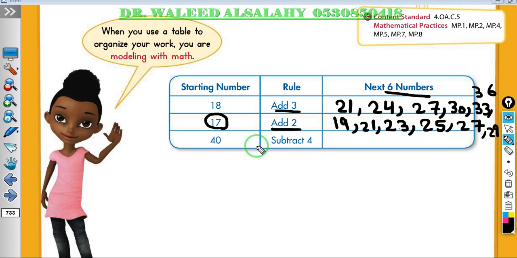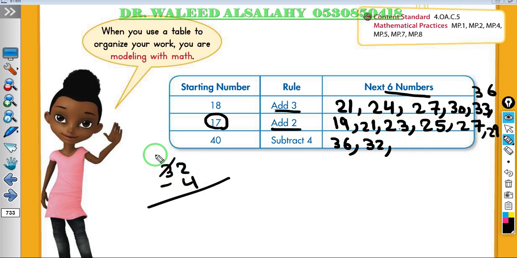Starting with 40 and subtract 4. Subtract 4 from 40, it will be 36. Subtract 4, it will be 32. Subtract 4, teacher, I don't understand. No problem, you can put it as 32 minus 4. If you don't know how to subtract 4, 2 minus 4, we cannot. We borrow from the 3, it will be 2. This will be 12. 12 minus 4 is 8. 28, teacher.